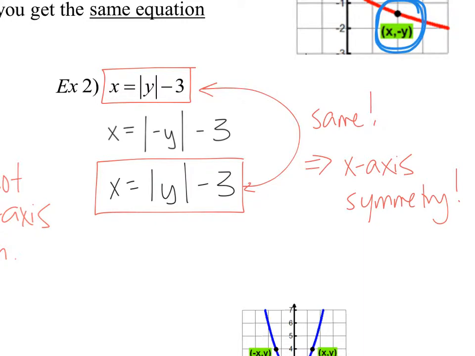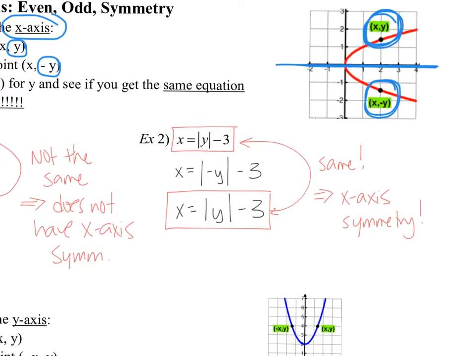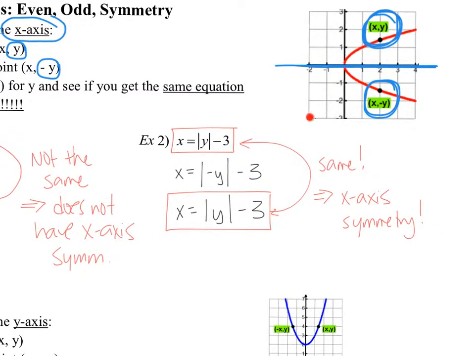Okay, so think about kind of what we talked about yesterday in class. Doesn't that mean that it's an absolute value flipped on its side? So it's kind of the same as this parabola that we have a picture of up here. It's just an absolute value graph, and therefore the x-axis symmetry does apply.